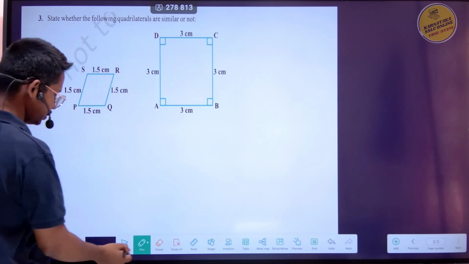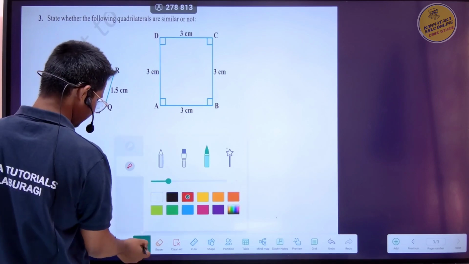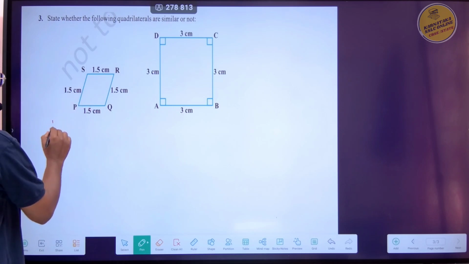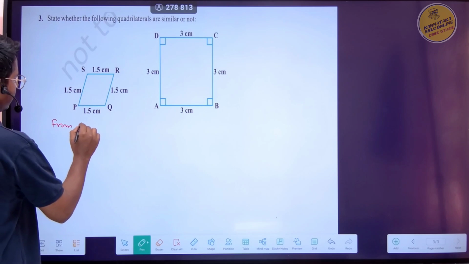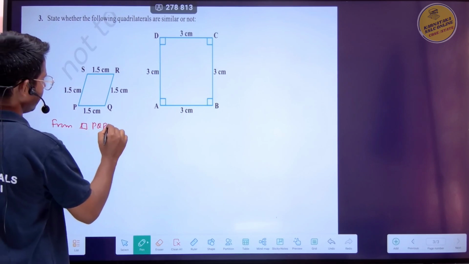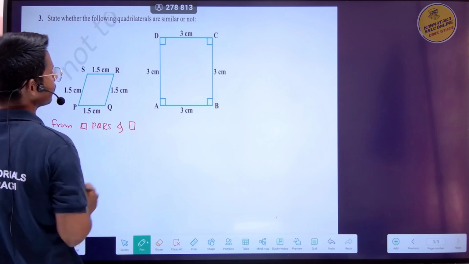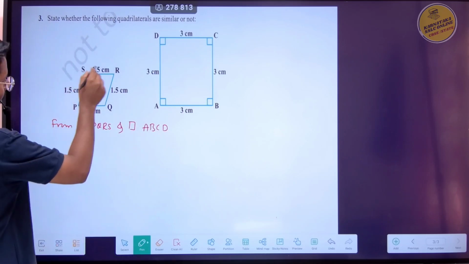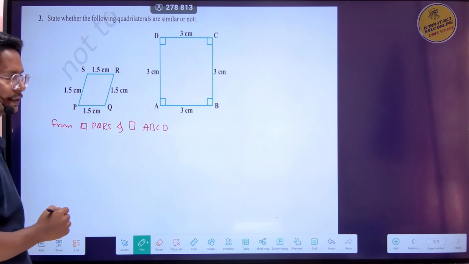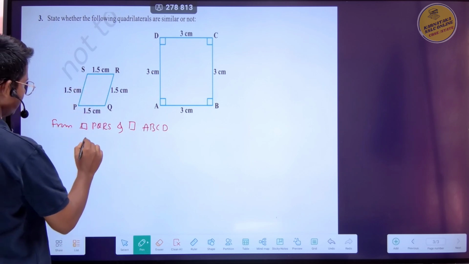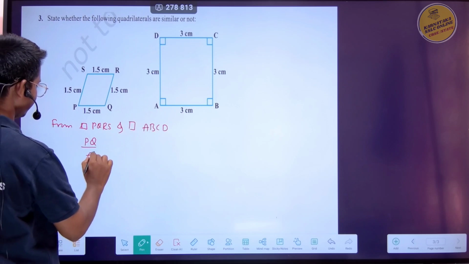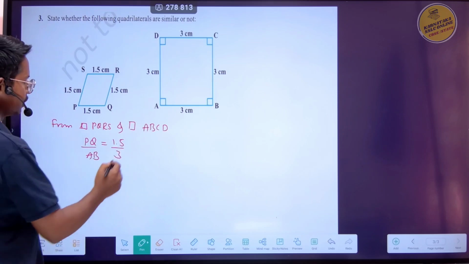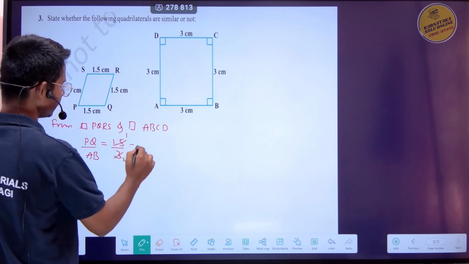Yes. So for example, if I start with the corresponding sides ratio, from quadrilateral PQRS and quadrilateral ABCD, I'll take the ratio. Each side here is 1.5 and here each side is 3, isn't it? So I'll take PQ by AB, it is 1.5 by 3, nothing but 1 by 2.